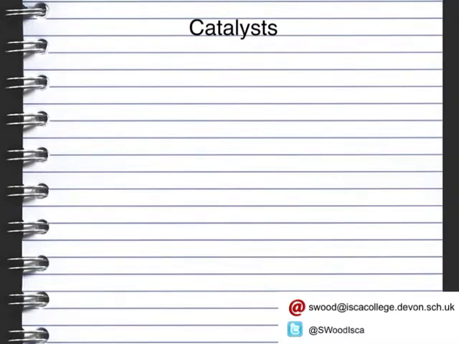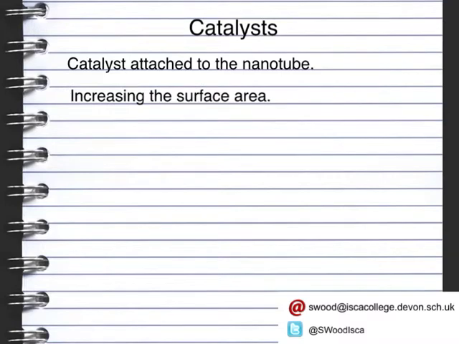So how do catalysts work using nanotubes? Now the nanotube itself is not the catalyst. The catalyst can be attached to the nanotube. This will then increase the surface area of the catalyst, meaning that you can have a quicker reaction. So in terms of industry, you can get more product produced.